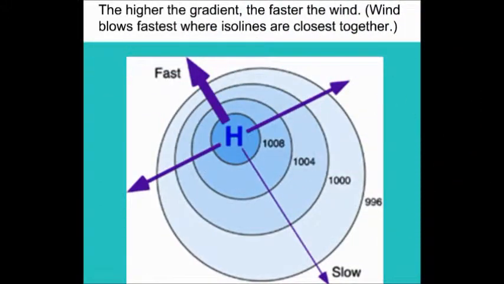On this isobar map you can see what's called a high pressure center, which is surrounded by circles of lower pressure. The air again is moving away from high pressure to low pressure, so it's blowing outward from the high pressure center. And also notice that just like when we learned about topographic maps, the pressure gradient is steepest where the lines are closest together, and that results in the fastest wind.